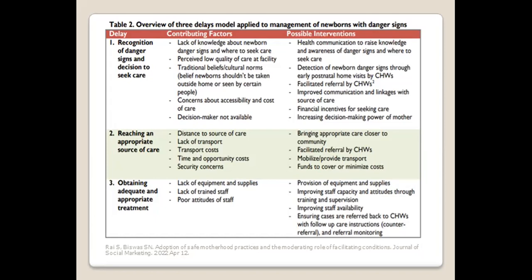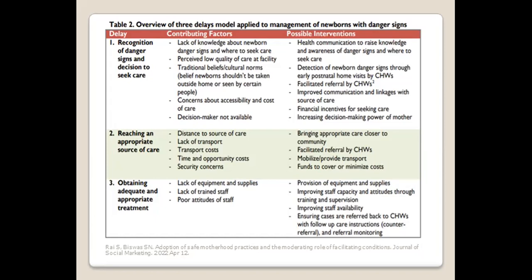The second delay, which is in reaching the facility or appropriate source of care, is due to the distance to the source of care and lack of transport. There is also transport cost, time and opportunity cost, and security concerns. For these, possible interventions are bringing appropriate care closer to the community, facilitated referral by community health workers, and mobilizing or providing transport and funds to recover or minimize cost.